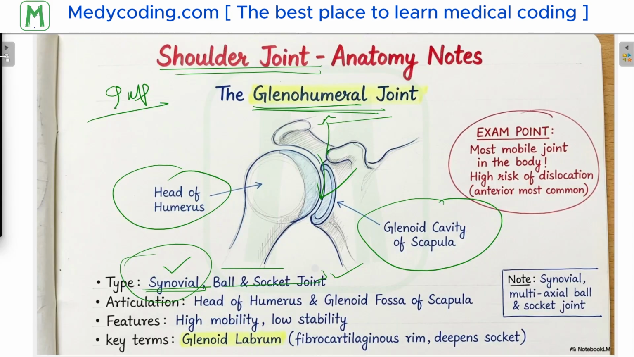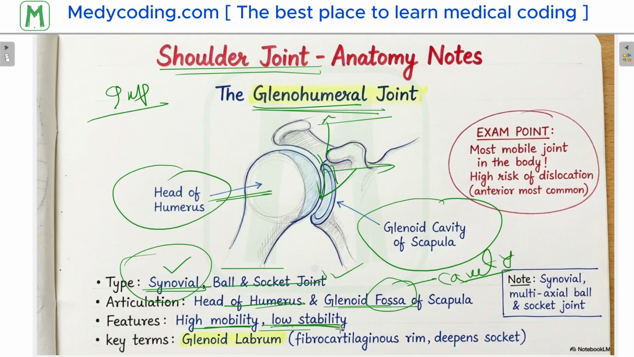The shoulder joint is formed by the head of the humerus and the glenoid fossa. The fossa is the cavity. If you see the word fossa, you can understand there must be some deep depression. So the head of the humerus fits on the glenoid fossa of the scapula. The shoulder joint is a highly mobile joint, meaning there is much movement, and because of the high movement it has low stability. So shoulder dislocation is a common problem or injury because of low stability.